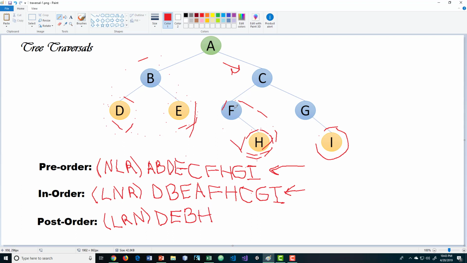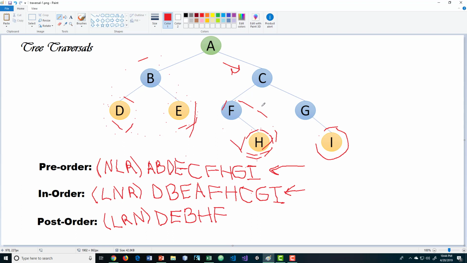Now I go back up to F and say, did you visit your left? Nope, because I don't have one, but it's done. And have you visited your right? Sure have. So we're done with those two, and now we can write ourselves, the F. I go up to the C and I say, hey C, what brought us here?